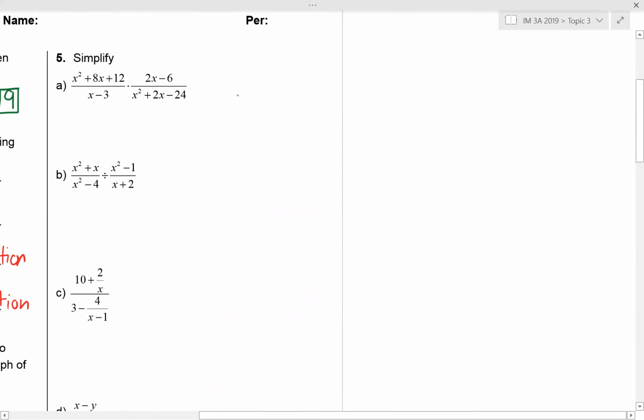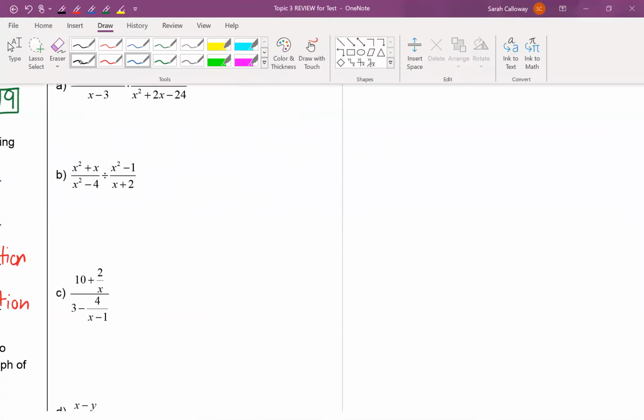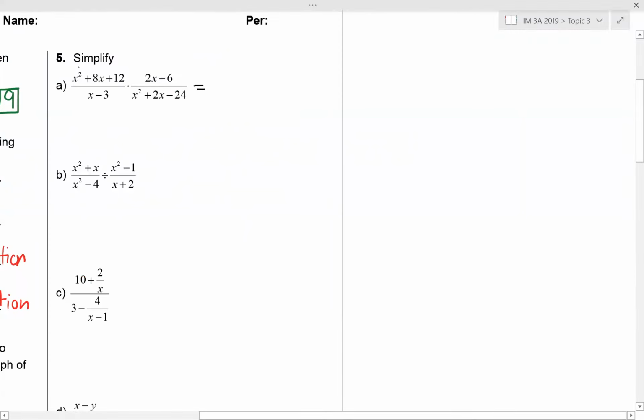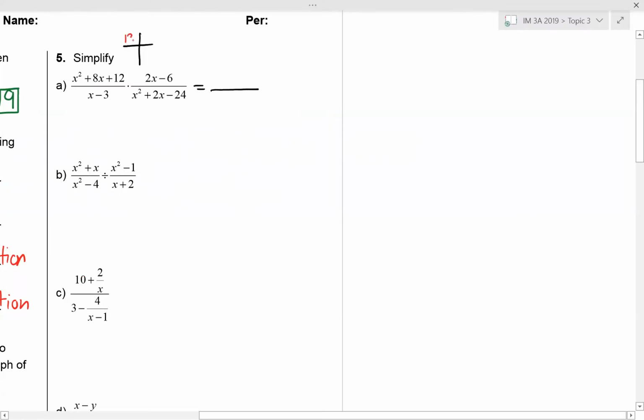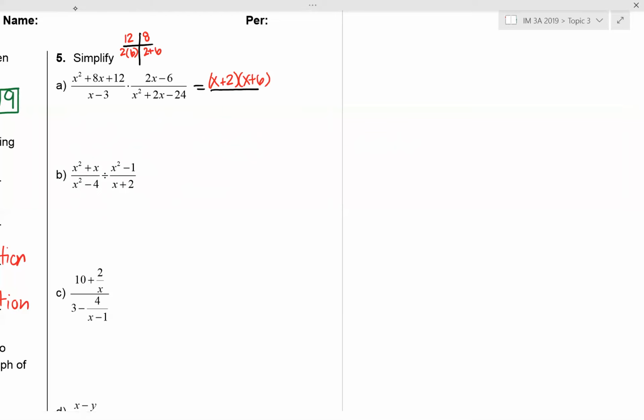allowed to be 0. So if I look at my numerator for the first fraction and I want to write that in factored form, I'm looking for two numbers that multiply to 12 and add to 8. And so those two numbers would be positive 2 and positive 6. So x squared plus 8x plus 12 factors to x plus 2 times x plus 6. My denominator is x minus 3.